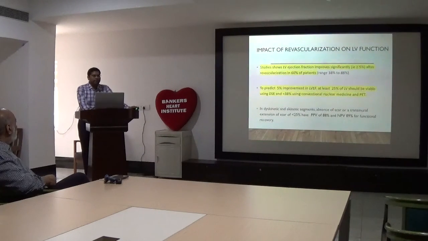Now, the impact of revascularization on LV function. Studies show the LV ejection fraction improves significantly after revascularization in 60% of the patients. To predict a 5% improvement in the LVEF, at least 25% of the LV should be viable using DSC and 38% using conventional nuclear medicine and PET.